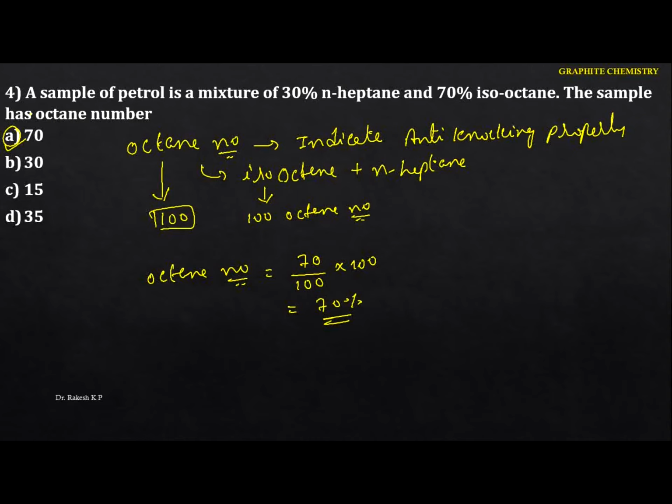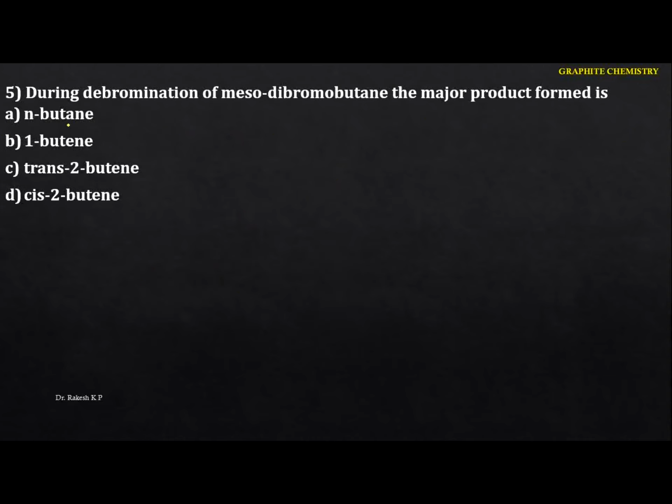Next one. During debromination of the dibromobutane, the major product formed is? See this one: a meso compound means it is optically inactive because of the plane of symmetry. Let me write this: the meso dibromobutane. I'm going to write the meso dibromobutane.